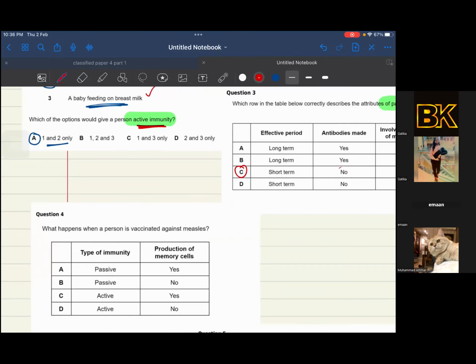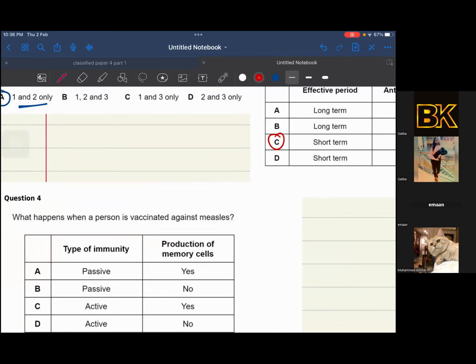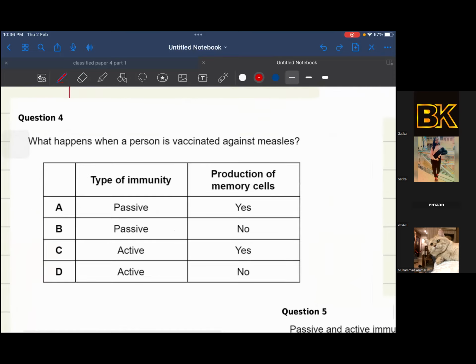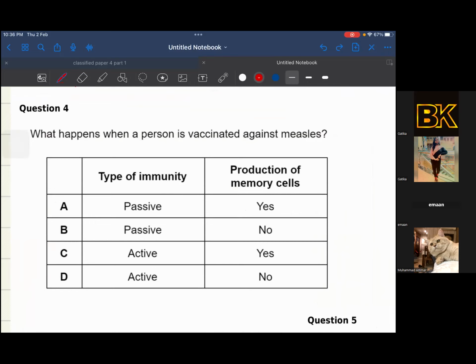Okay. You sent me the answers. I will check, one second. C, A, C, B. Okay. What happens when the person is vaccinated against measles? Iman, your answer is correct.